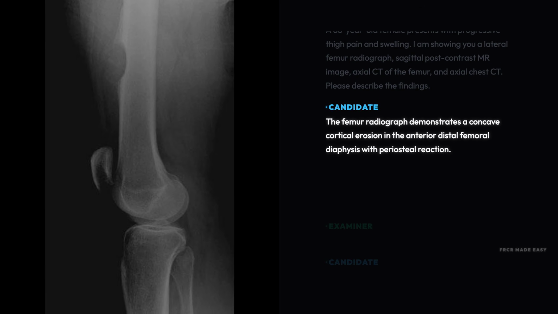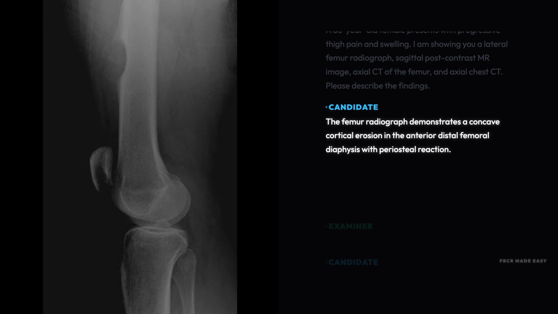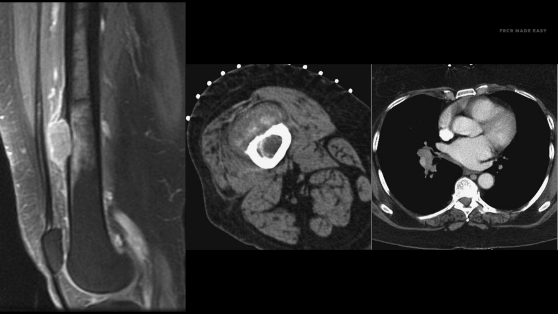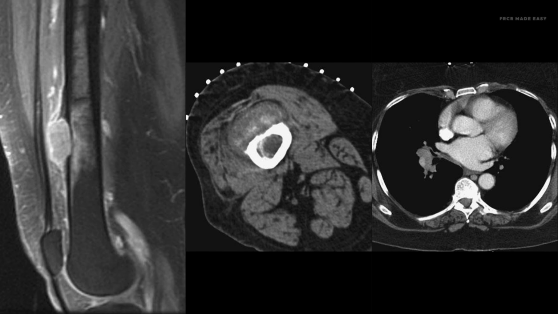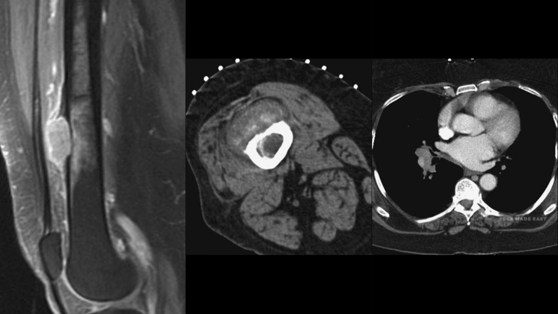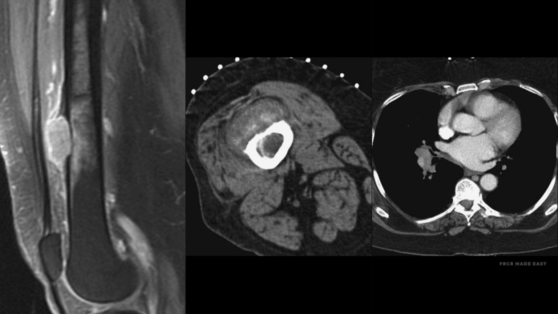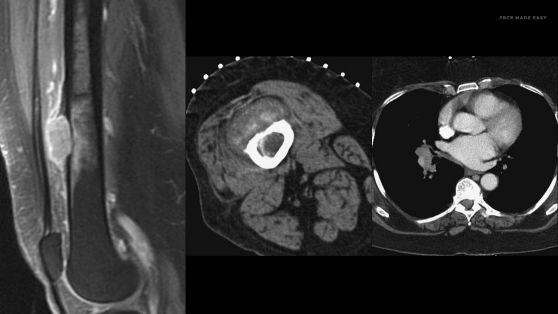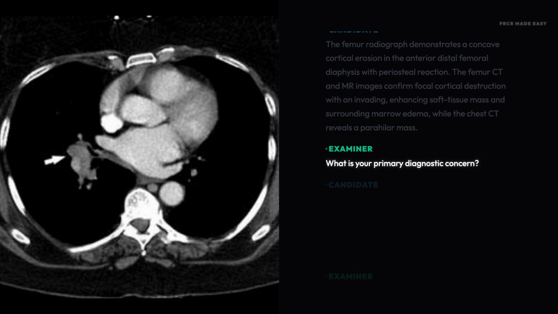The femur radiograph demonstrates a concave cortical erosion in the anterior distal femoral diaphysis with periosteal reaction. The femur computed tomography and magnetic resonance images confirm focal cortical destruction with an invading, enhancing soft tissue mass and surrounding marrow edema, while the chest computed tomography reveals a parahilar mass. What is your primary diagnostic concern?